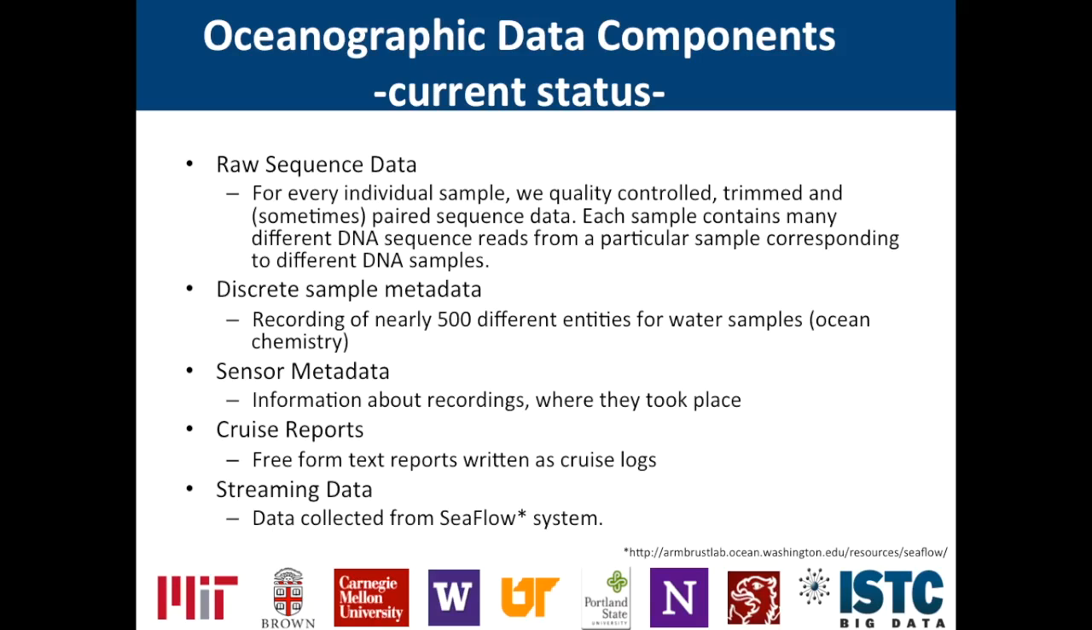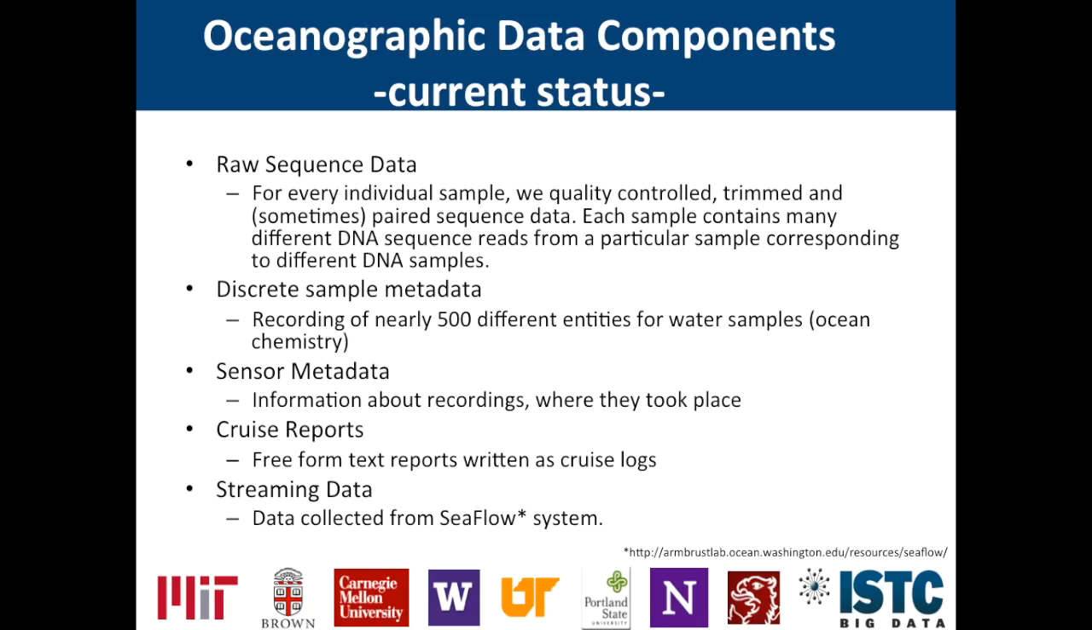Another piece of the data collected from the same samples, or from many of the same samples, are called the sensor metadata and discrete sample metadata. The discrete sample metadata is a recording of nearly 500 different entities, such as ocean chemistry. This could include information about different metals, about oxygen that are present in the water. The sensor metadata contains pretty deep information about the sensor itself that went into the water, about the recordings, the quality of the recordings, and where they took place.